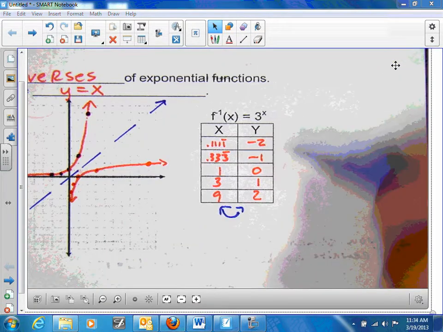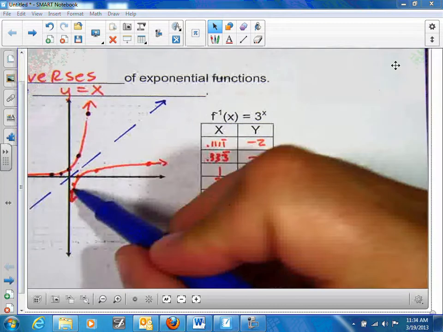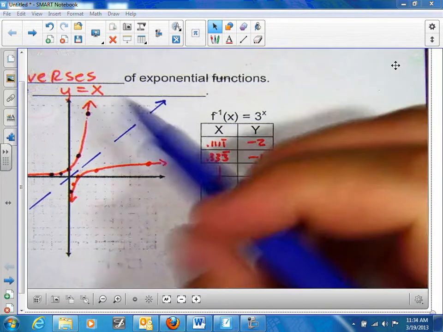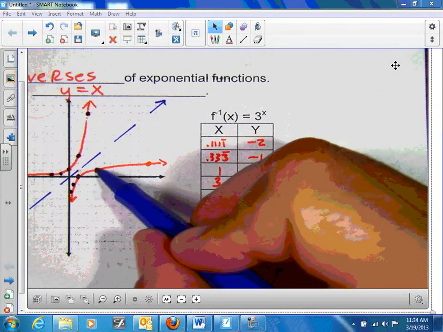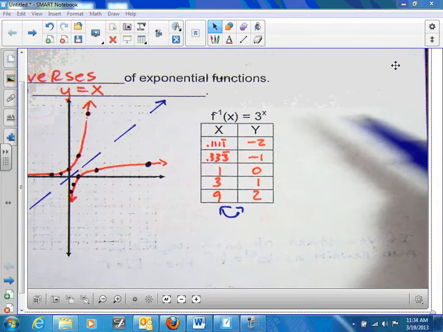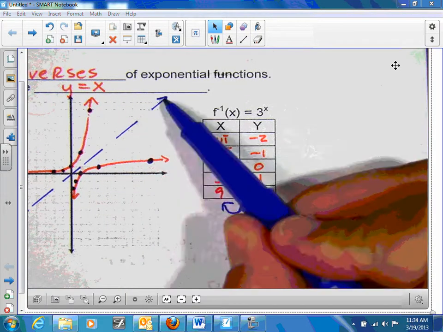All right, so I have 0.1 repeating. So at 0.1, -2, that dot's there. At 1/3, -1, that dot's there. At 1, 0, 2, 1, and at 9, 2. And I connected those points to give me the inverse. Notice that these two are reflections. So this is the line of reflection.